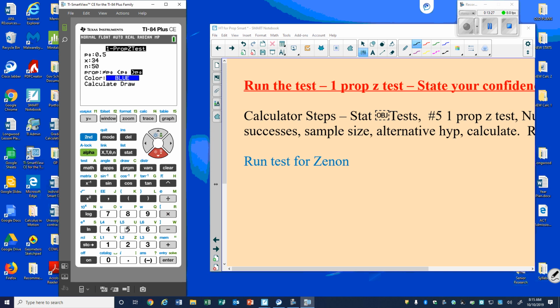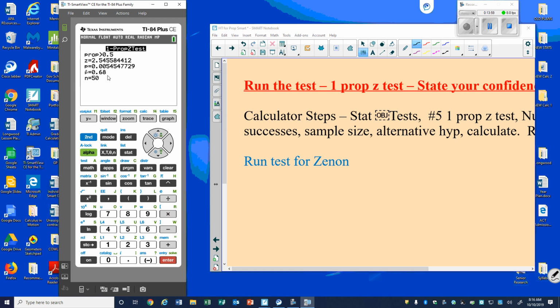Now, just kind of ignore the p naught in the back. That's a little confusing to some people. You literally just want to choose the answer that looks exactly like you set up for your alternative. We chose greater than for our alternative because we were trying to prove that it was bigger than 50%. You can choose whatever color is your favorite, and then you can calculate the results.